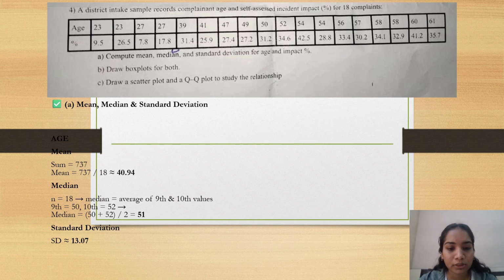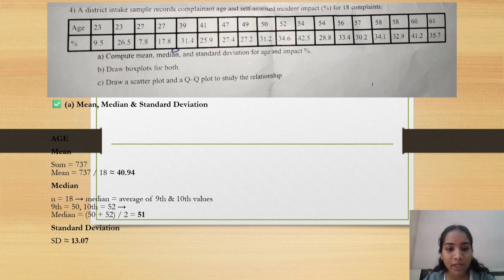So this table shows the age of each complaint along with the self-assessed impact of the incident in percentage terms. Both variables have 18 observations, so paired analysis is possible. We see the mean for age. The sum of all 18 ages is 737. So the mean age is 737 divided by 18, that is approximately 40.94 years.